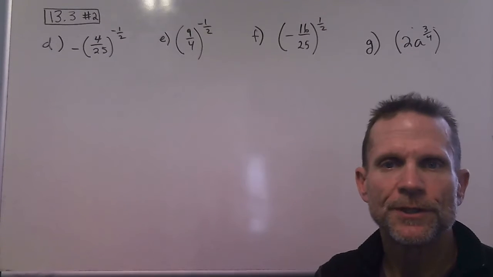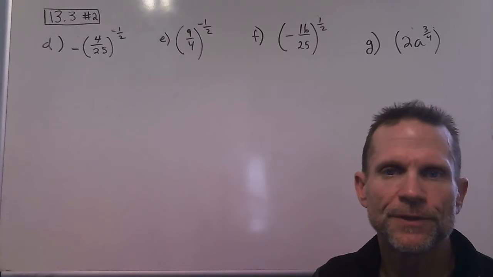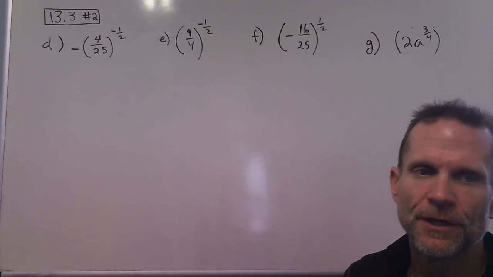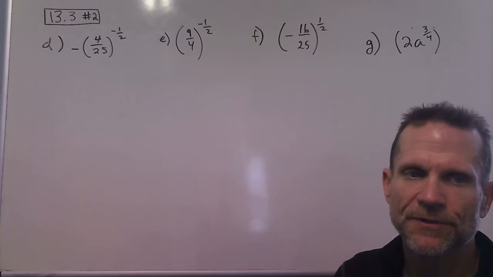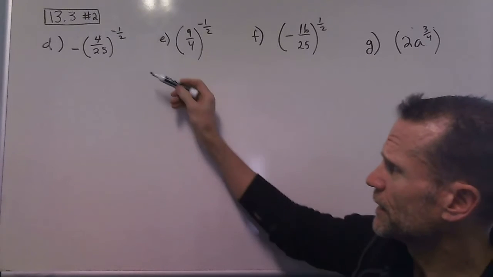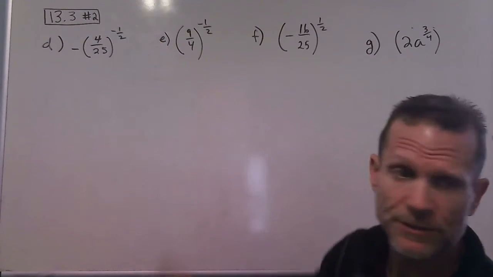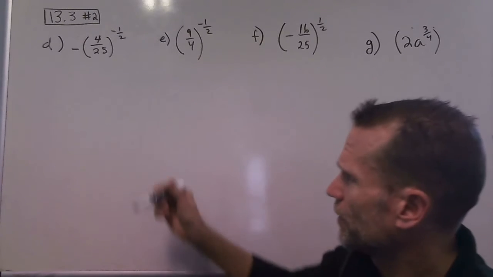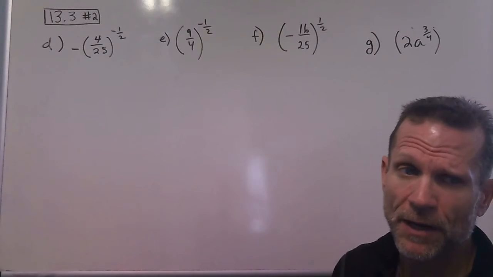Okay, we are going to continue on with 13.3, simplifying rational exponents. So this next one, D here, is quite a mess of negatives to work with. But for the time being, let's ignore this negative here and maybe handle it a little later, and think about what we do with the half power.